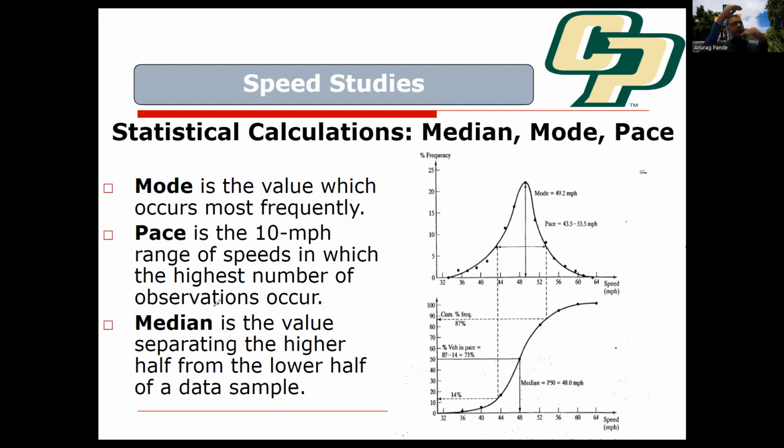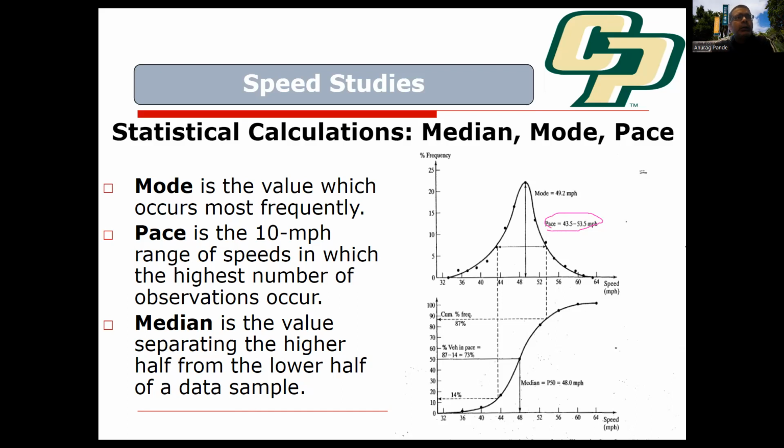So you're basically going to do a rolling sum of the 10 miles per hour range of speeds, and you could get the value there. So the pace here is the maximum number of observations are between 43 and 53.5 miles an hour. Median is the value separating the higher half from the lower half. So it's the 50th percentile.